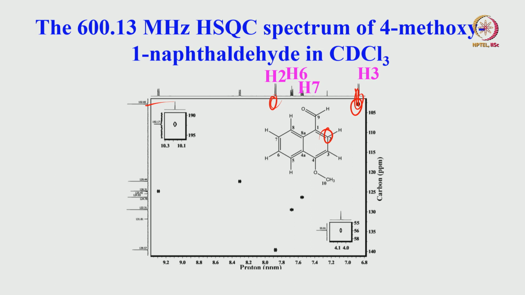We will take another one or two examples in the next class. Now the time is getting up, so I am going to stop here. I will explain some more examples in the next class, and then we will do something more about HSQC and then switch over to HMBC.